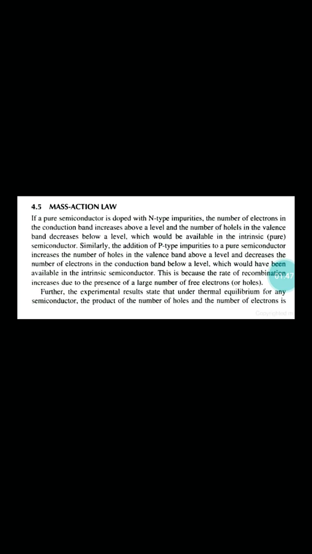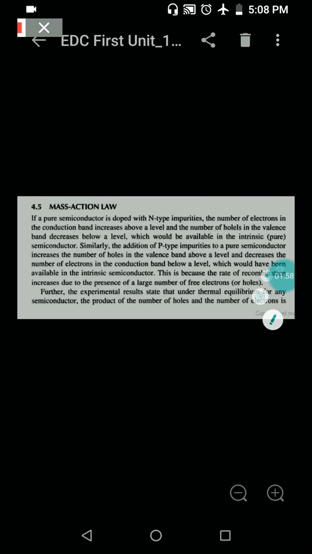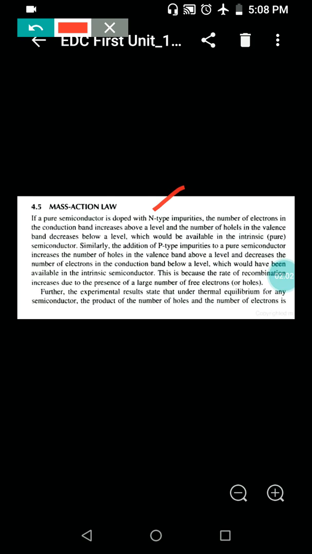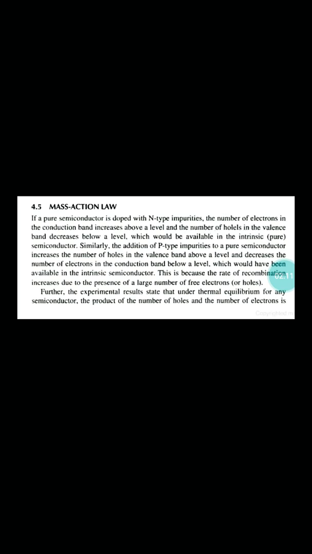If a pure semiconductor is doped with n-type impurities, the number of electrons in the conduction band increases above a level. Underline this point, very important. Let us consider n-type material: electrons in the conduction band increase above the level, and the number of holes in the valence band decreases below a level. The level is the medium point. So the electrons are above the level and the holes decrease below the level, compared to what would be available in the intrinsic semiconductor.